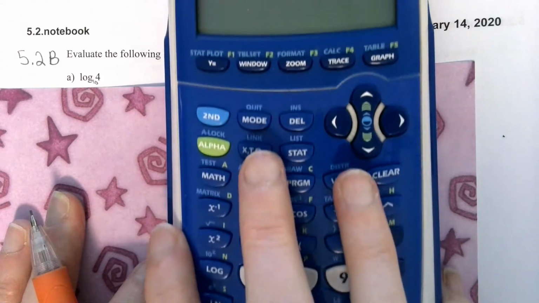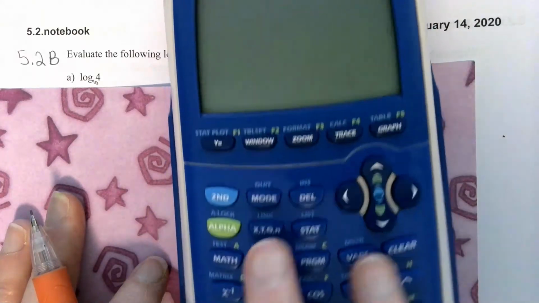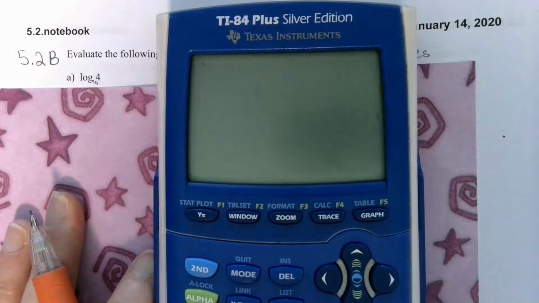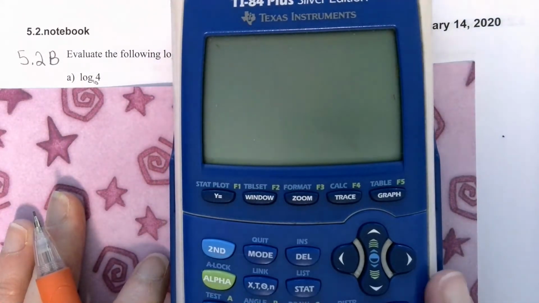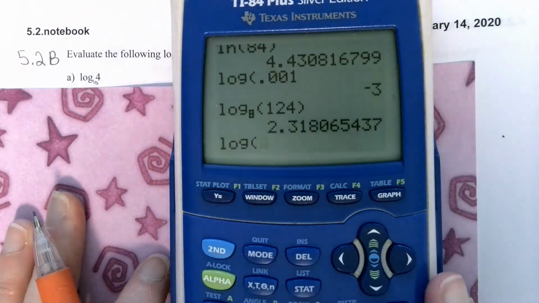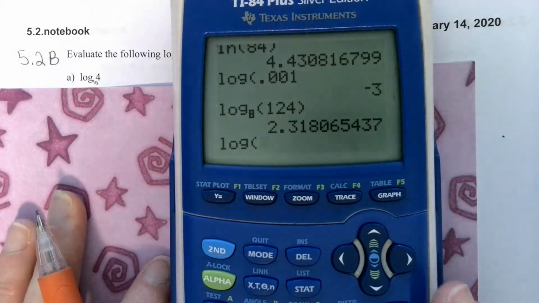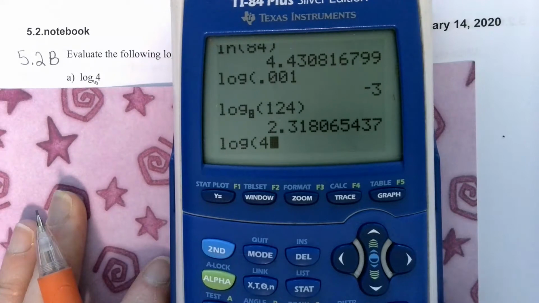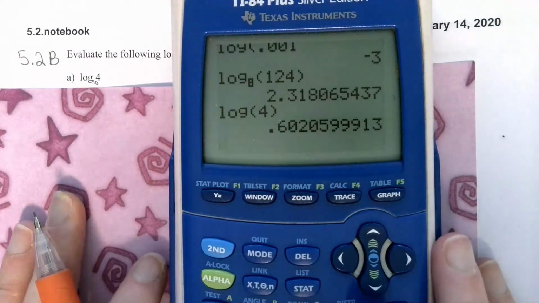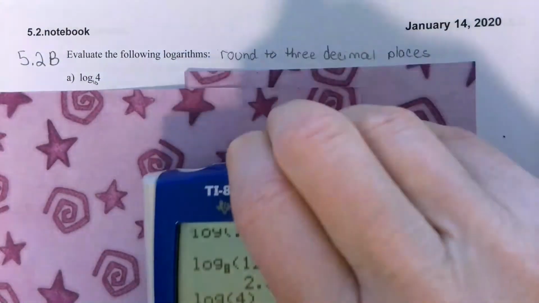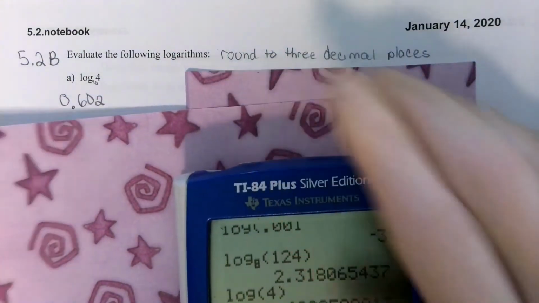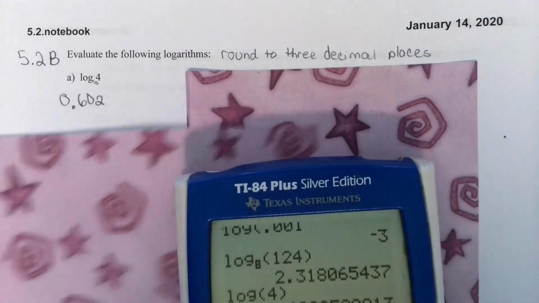Okay. So to calculate this problem, we're going to just type log of 4. So in the parentheses there, I'm going to put the 4 and close the parentheses. And then it gives me the decimal value. Here, this problem asked me to round it to 3 decimal places, so I get 0.602.